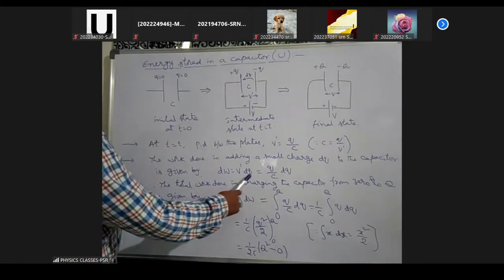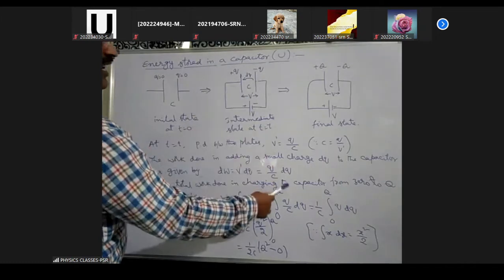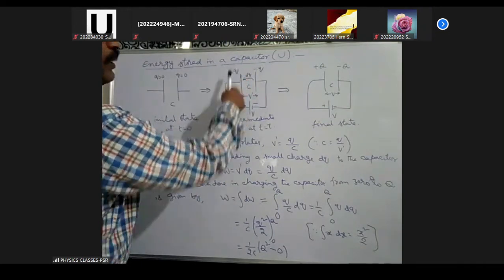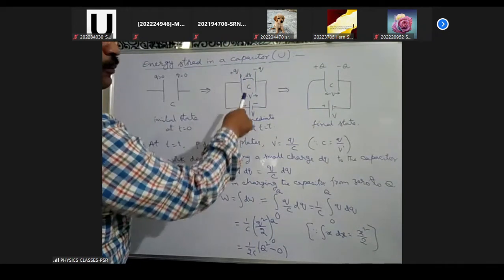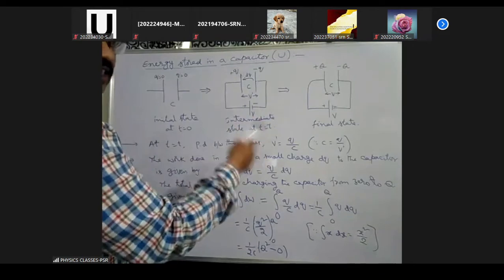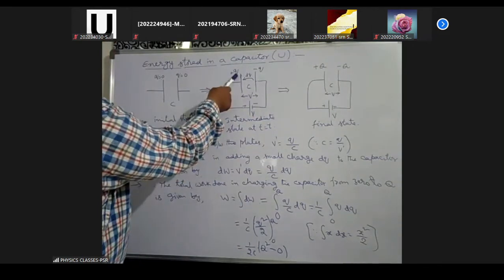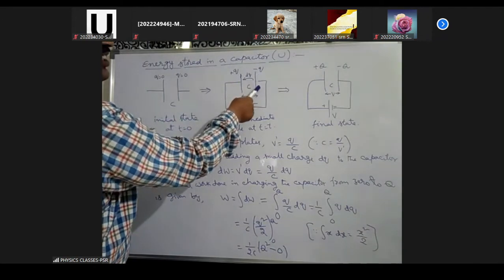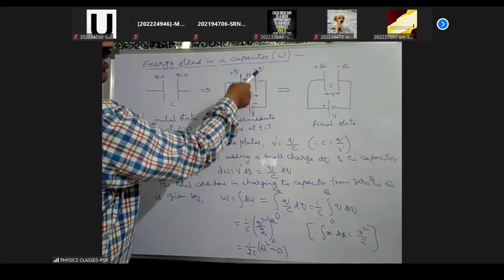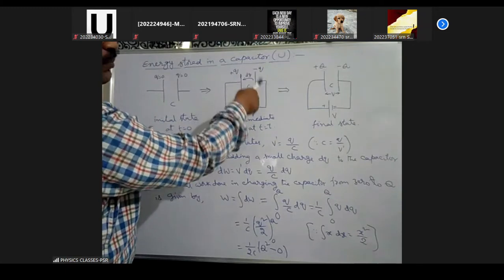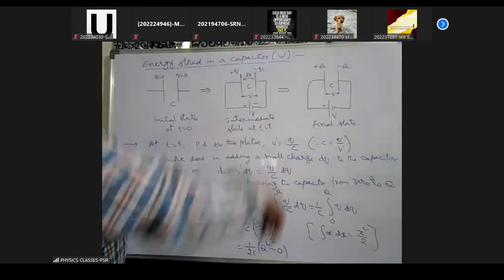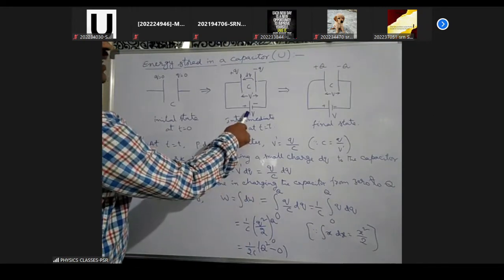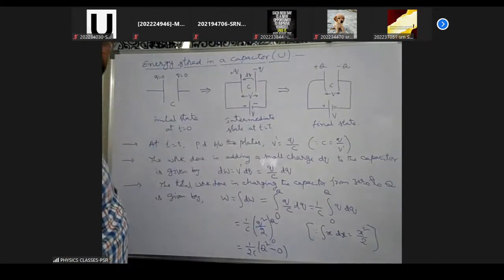Why is this small work done by the battery in giving an additional charge dq? Because the charge already present on the plates opposes the charge given further to it. Already plus q is there, so plus dq should be added. Already minus q is there, so minus dq should be added. That's why the like charge already present on the plates opposes the further like charge. That's why this work should be done by the battery in charging the capacitor.